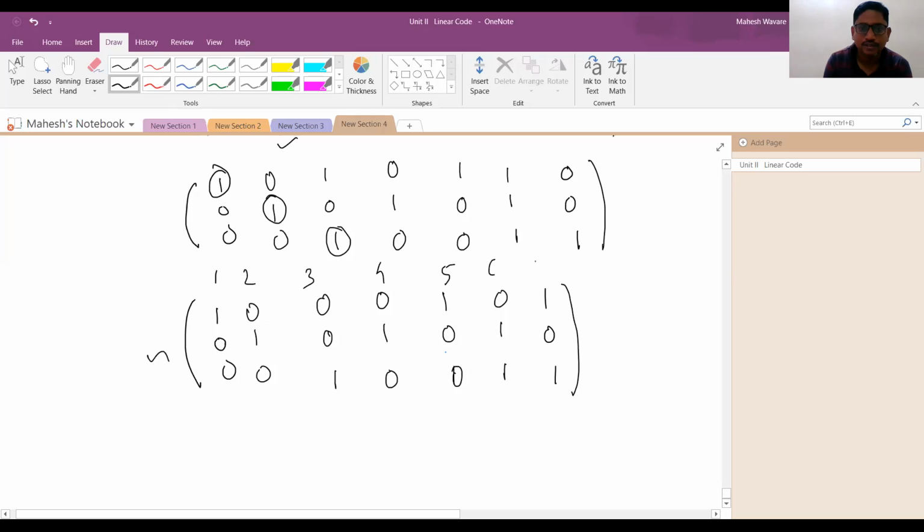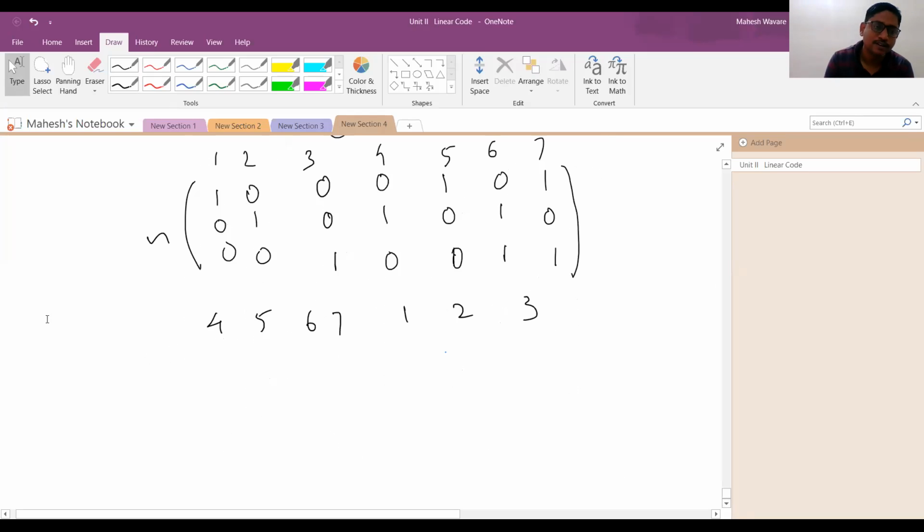Columns 4, 5, 6, 7. This is the parity check matrix, which is not in standard form. But we can rearrange its columns to get standard form. So the last 3 columns should be 1, 2, 3, so that you get I3, and the remaining are written in increasing order 4, 5, 6, 7. Like this arrangement you have to do. That will be your H dash, and H dash will be the parity check matrix which is equivalent to code C.